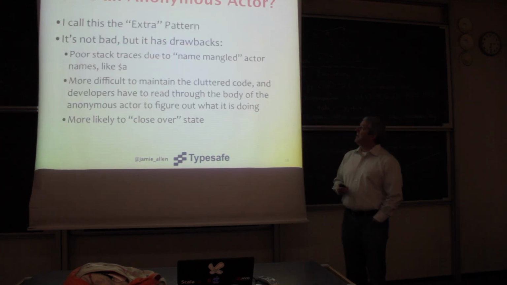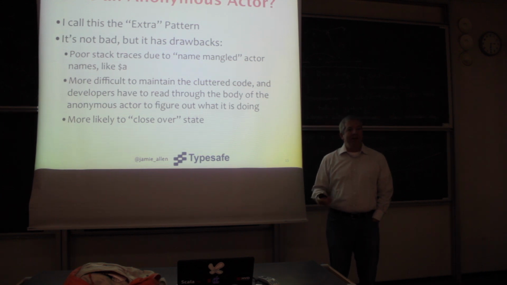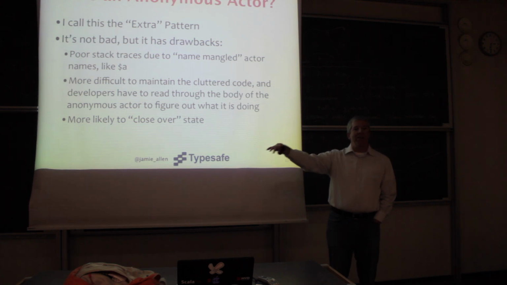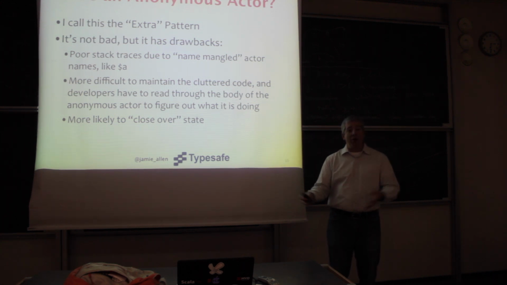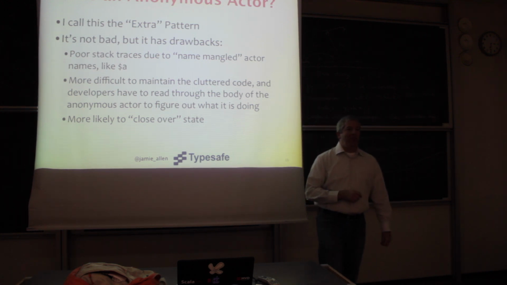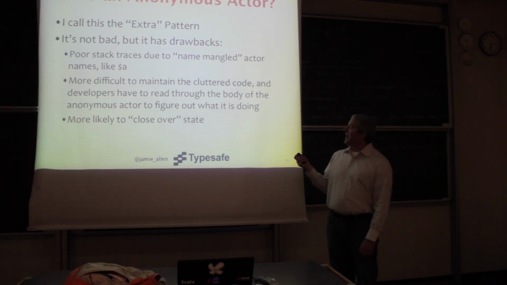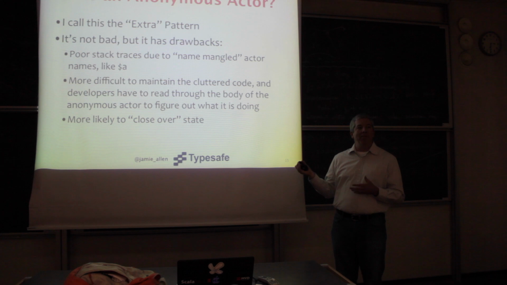Okay. But I call this the extra pattern, like an extra in a movie. They're there, they don't have a name, they're just a person that's walking down the street as, you know, two primary actors are talking about something. It's not bad, but anybody who knows about my distaste for lambdas will know that it has similar problems as lambdas do. For example, you won't know the name of this actor.